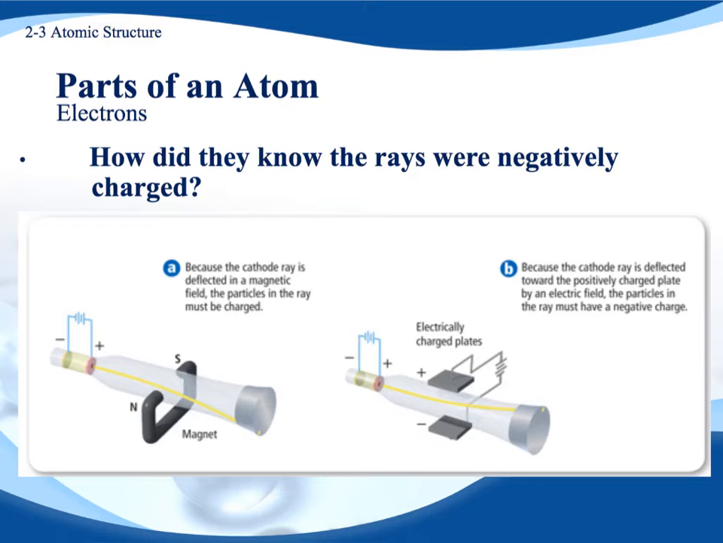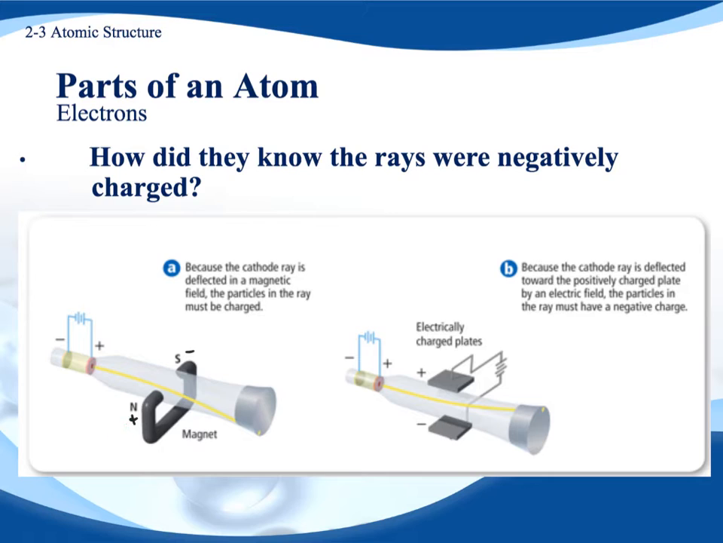So how did we know it was negative? Well, two ways. The first is we took a magnet, with the north and south pole on it, and we put the magnet around the beam to see where it was going, and it would bend towards the north end of the magnet, which is the positive end. And if you know anything about charges and attractions, opposite charges attract.